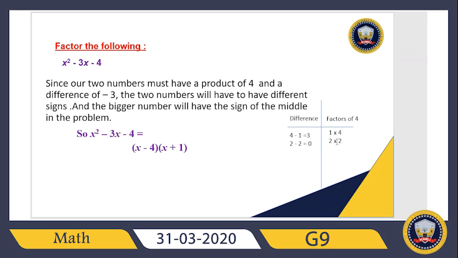Okay, I will make the difference between the two numbers, the two factors. For each two factors I will make their difference: 4 minus 1 is 3, 2 minus 2 is 0. Okay, that's it, I made the difference between the two numbers. I will go back to my main problem again and check now the middle term.